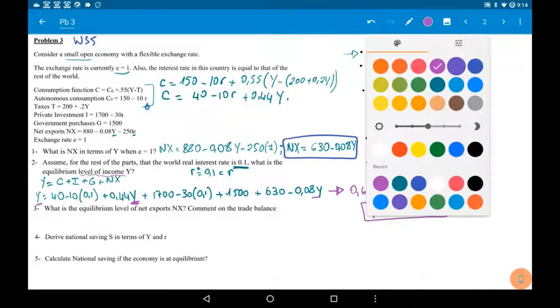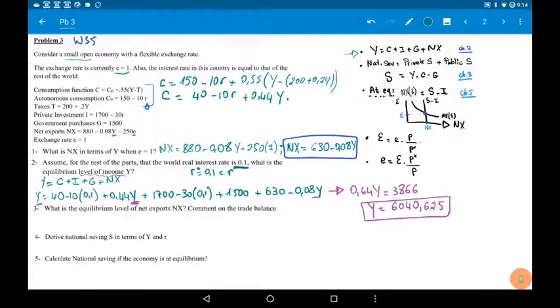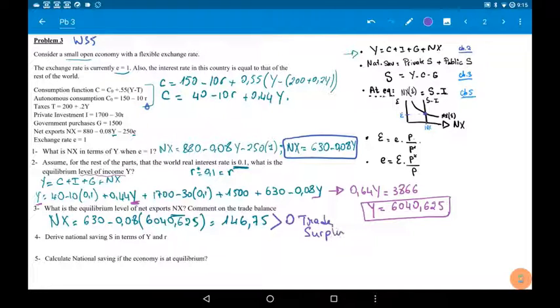Question 3. What is the equilibrium level of net exports? Comment on the trade balance. Once we have Y's value, we replace it in the net exports function. Net exports in this case equals 146.75. Net exports is positive, so we have a trade surplus.